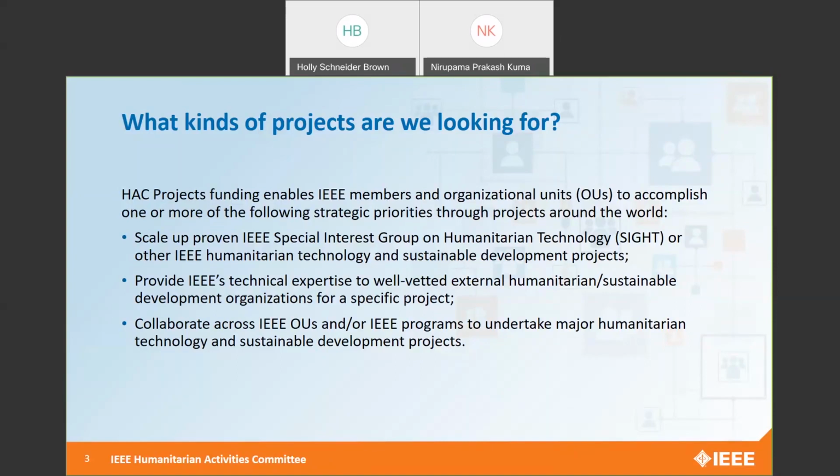So one is to scale up the SIGHT projects that we have, which is the Special Interest Group on Humanitarian Technology. The SIGHT committee reports to the SIGHT chair, who's part of the HAC committee. I won't call it a subcommittee of ours, but in a sense, it is a committee of a member within HAC. So we do encourage scale up of those projects, which are lower dollar amount projects, less than $20,000. And then we also are looking at providing our technical expertise for all humanitarian work around the world. So if there is a specific project but the technical expertise is elsewhere, providing that kind of worldwide technical expertise that only IEEE can provide. And of course, collaboration between the different IEEE operating units. Next slide, please, Holly.